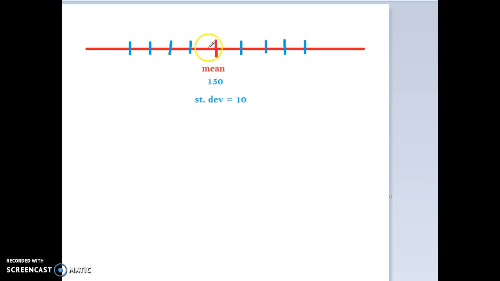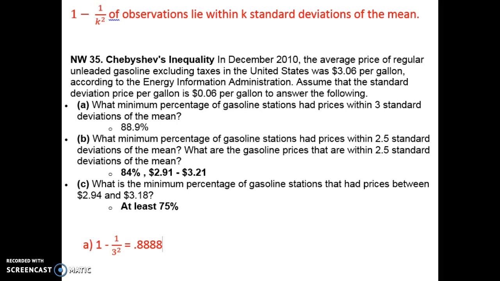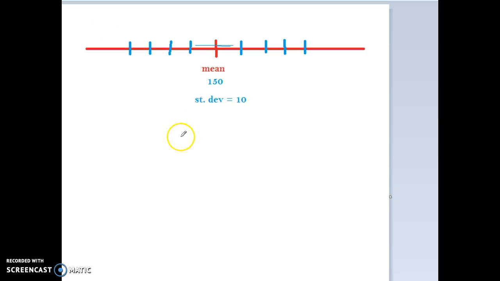So you can use Chebyshev's inequality to say how many people lie within one standard deviation. So anywhere in that range. With this data, that'd be between 140 and 160 because the standard deviation is 10. And what percentage lies in between there? You use this inequality, 1 minus 1 over 1 squared. So it would be 1 minus 1 over 1 squared is 1.